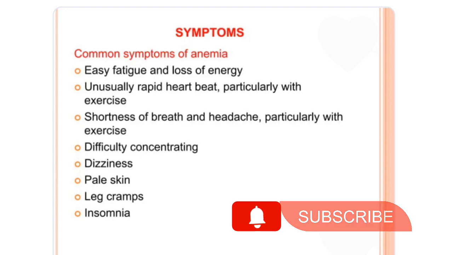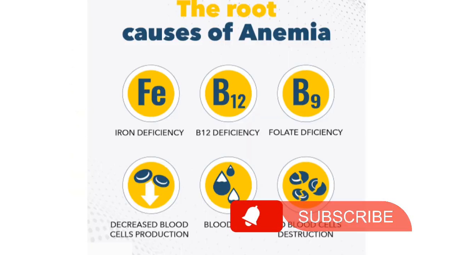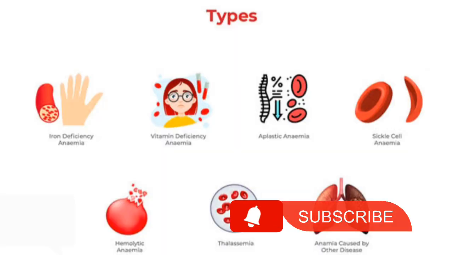Many people are at risk of anemia because of poor diet, intestinal disorders, chronic diseases, infections, and other medical conditions. Women who are menstruating or pregnant and people with chronic medical conditions are most at risk for this disease. The risk of anemia increases as people grow older. Now let's talk about common types of anemia.